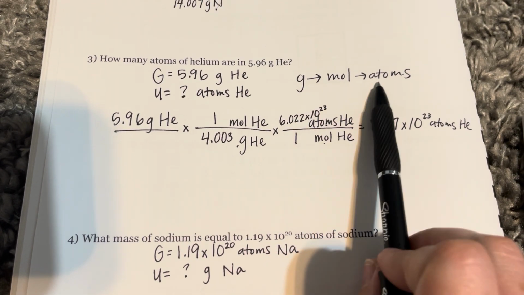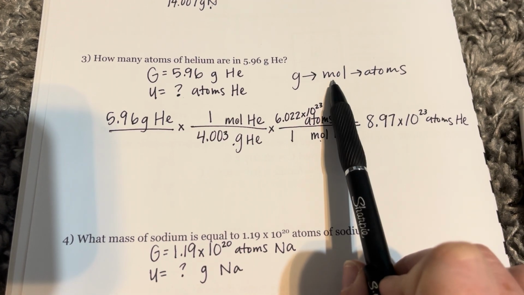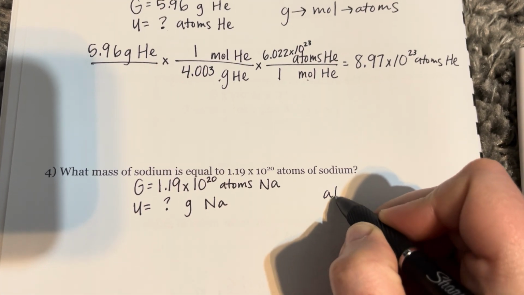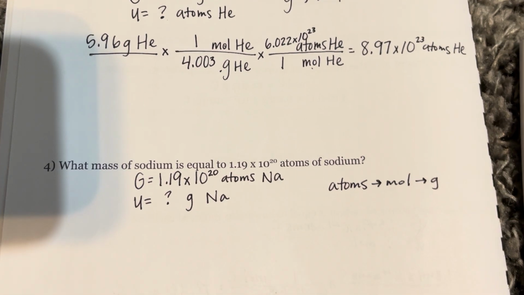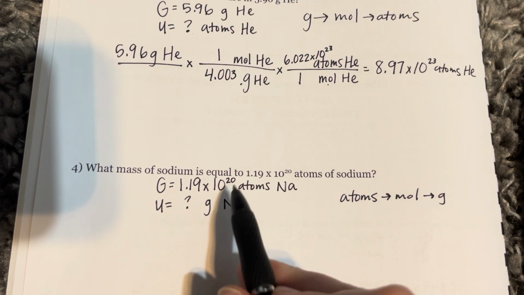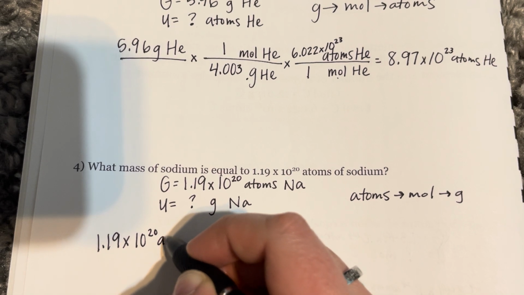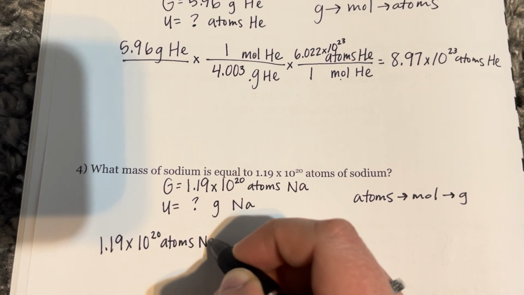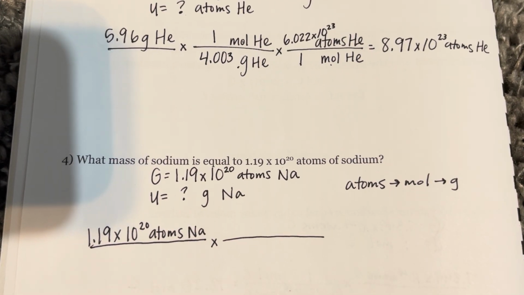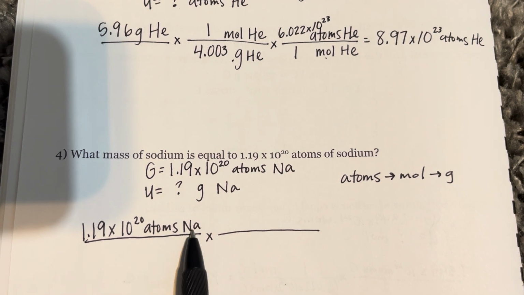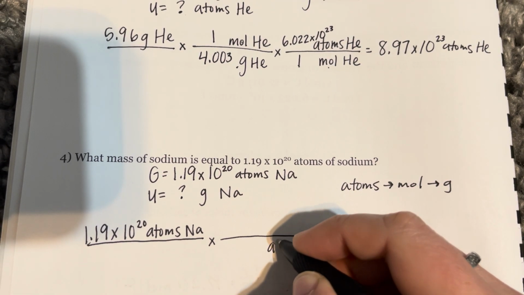Okay, so this is like the above one, but instead of going grams to moles to atoms, I'm doing that backwards. Atoms to moles to grams. Okay, so you can write that here if you want. Atoms, moles, grams. Start with your given. 1.19 times 10 to the 20th atoms sodium. Always, always, always start with your given. Okay, what do you do next? Put your unit and chemical on the bottom of the next one. Whatever's on the top of the previous one goes on the bottom of the next one.